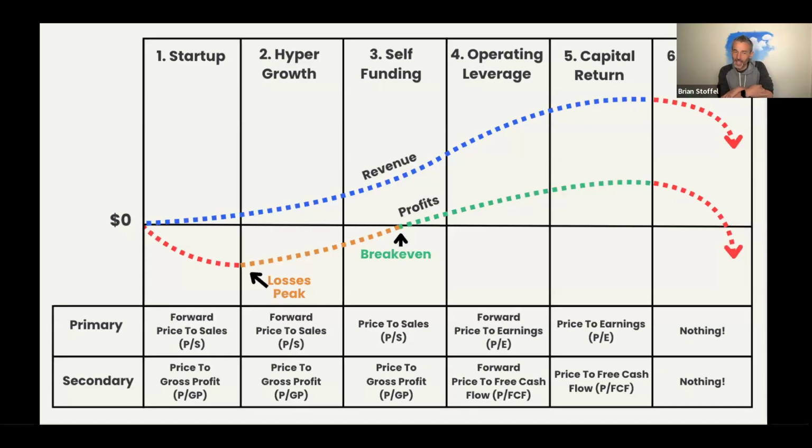But what do you think of Apple's valuation today? It's been a while since I've looked at that. Is it undervalued, fairly valued, or is it overvalued?